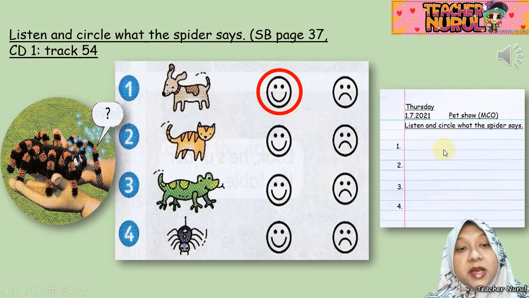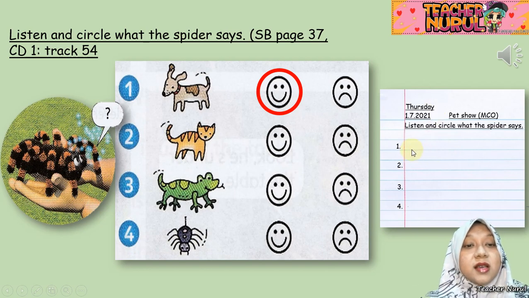Okay, I like dogs. So actually you have to circle, isn't it? But what you can do is you just write down whether you like it or not. So I give you one example. For number one, the example of the answer, you can just write down like this. Like. So if the spider says he doesn't like cat, so you write down don't like. So like, you write down like. Don't like, you write down don't like.